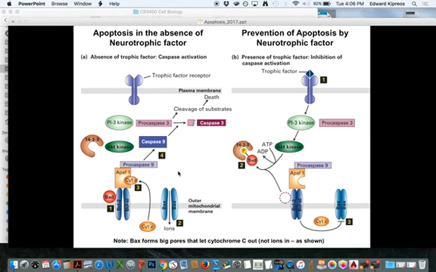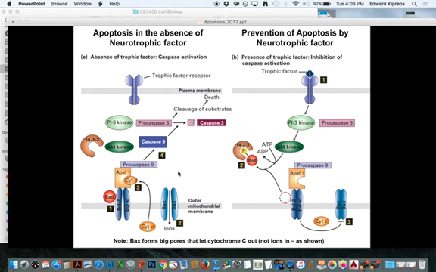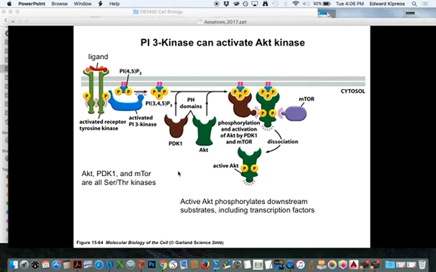But even this drawing, which I like, is incorrect. If you guys remember from, did they go over PI3 kinase? Did you guys go over PI3 kinase? You did? Okay. So if you remember, PI3 kinase is not working like this in the cytoplasm. It's all happening at the membrane. This is just to remind you that you've got to take these pictures with a grain of salt.